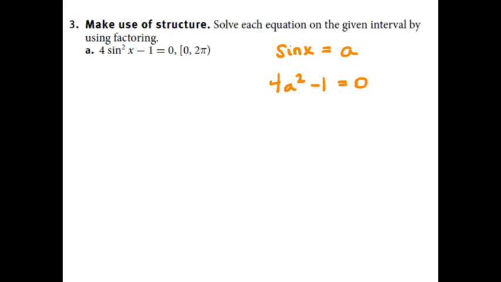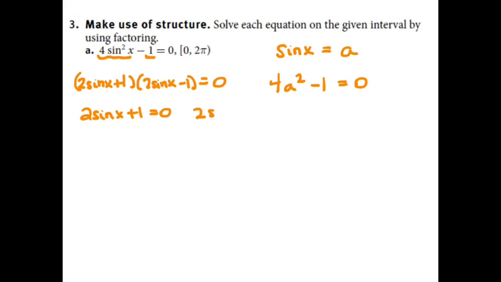I'm going to go ahead and work it with the trig function though. 4 sine squared x minus 1 equals 0. I notice here that I have a difference of squares. 4 sine squared is the square value and 1 is a square number. So we can factor this like a difference of squares. It's going to be 2 sine x plus 1 and 2 sine x minus 1. So then I'm going to set each of those equal to 0. And solve this first one first.